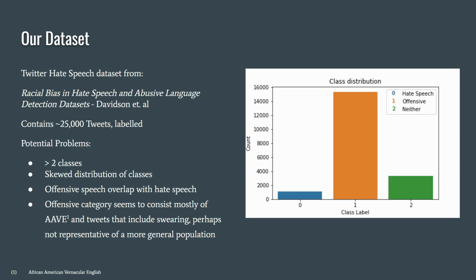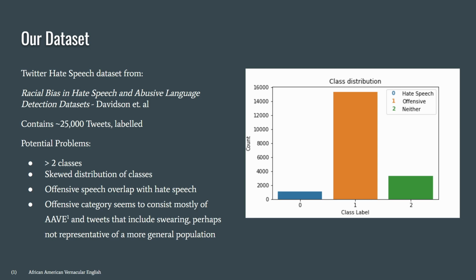Looking through the dataset, we immediately noticed a skewed distribution with the offensive speech category making up 77% of the dataset. Furthermore, we saw an overlap of offensive speech with hate speech. Because this dataset was labeled by majority voting, there is no true label. It depended on human perception, which is very difficult to estimate as we discussed earlier. A lot of offensive language seemed to consist mostly of foul language, thus it did not seem very representative of a more general population, as there are a lot of ways to be offensive without just swearing.